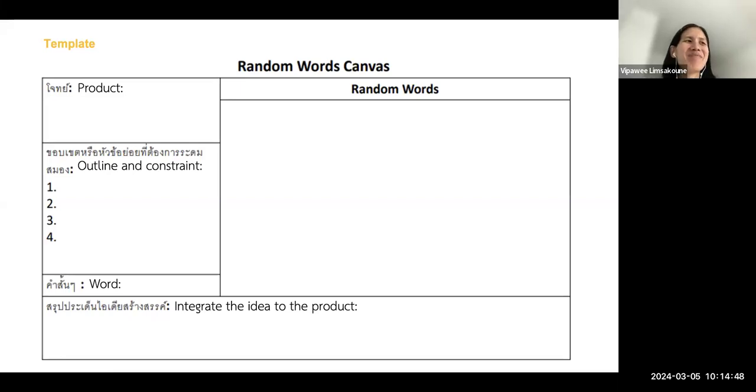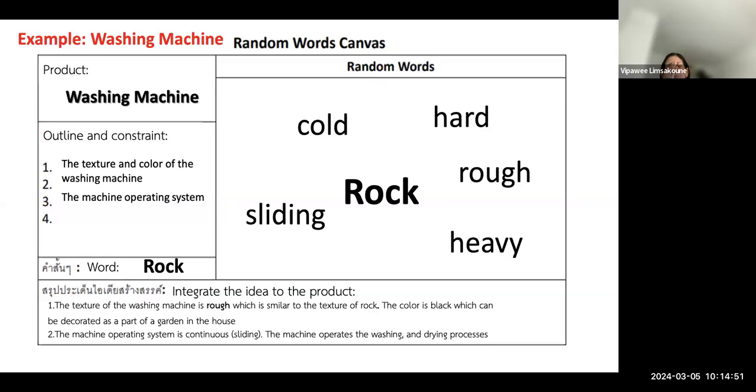Yeah, you can practice. Example, okay, here. Washing machine again. I would like to decide the texture and color of the washing machine. Also, I would like to decide the machine operating system, and the word is rock. Okay, now I come to the right part. The word rock, I thought of it hard. Sometimes it is rough. It have weight, so it's like heavy. It's sliding. Rock sliding is dangerous too if it's big one. Cold. When I touch it, cold.